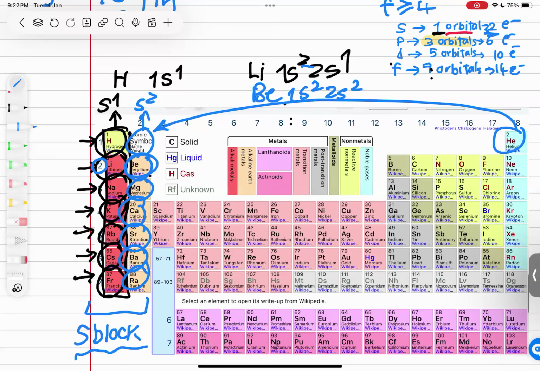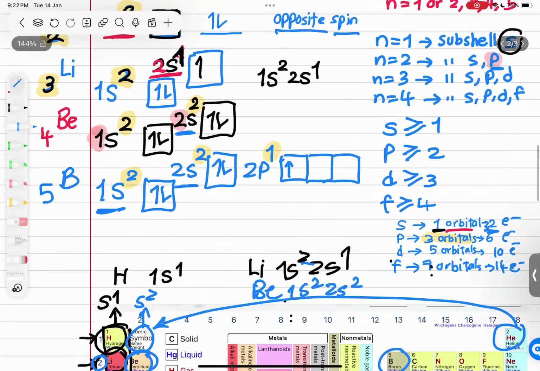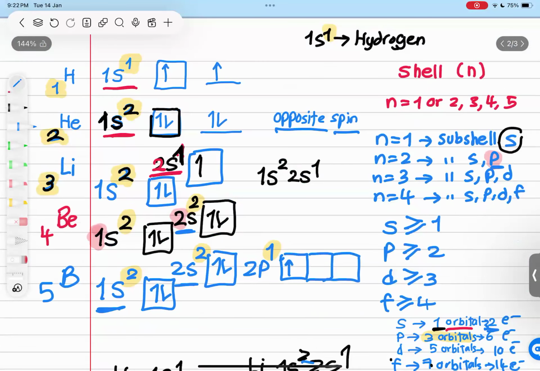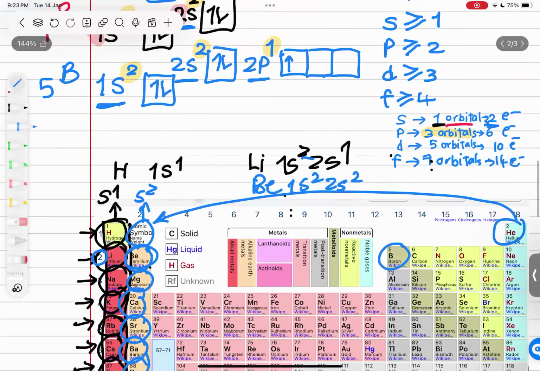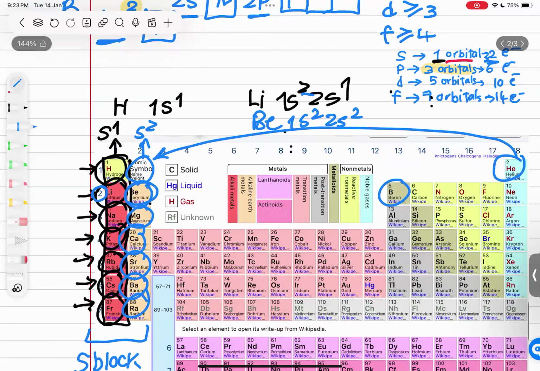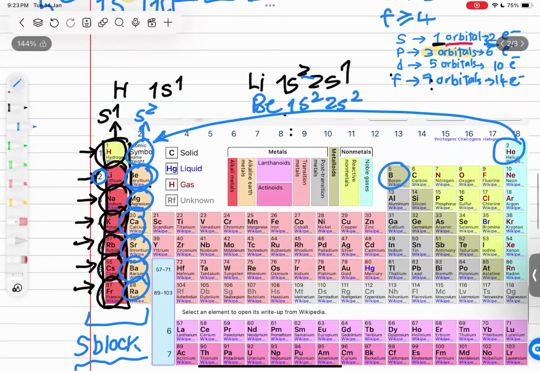Do you remember what we said about boron? Let's go up to boron. It ended with 2p1. Why is it not called p1? For two reasons. The first thing, it is in period 2, that's why it's called 2p1. The second thing is that there is nothing called p in the first energy level.